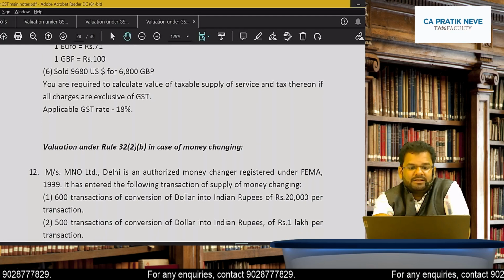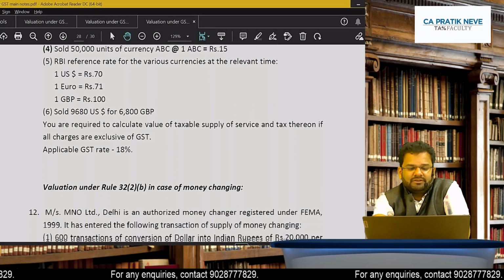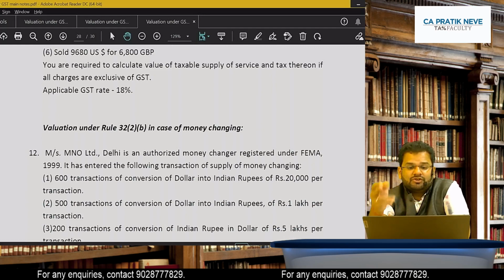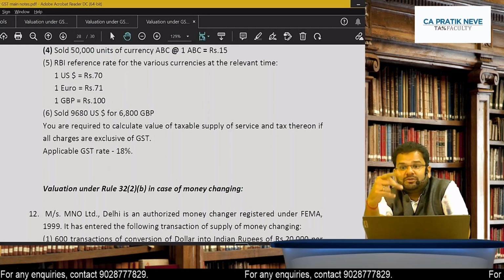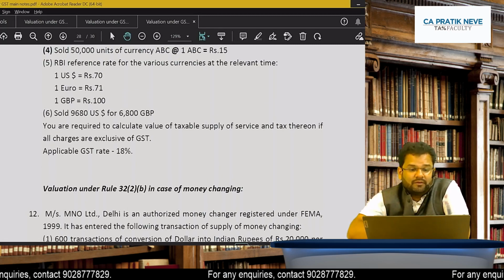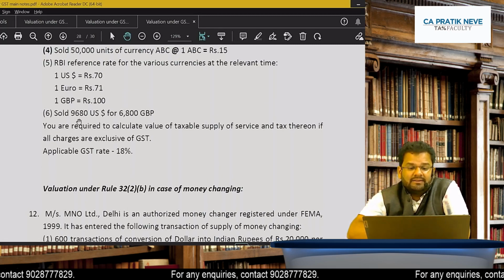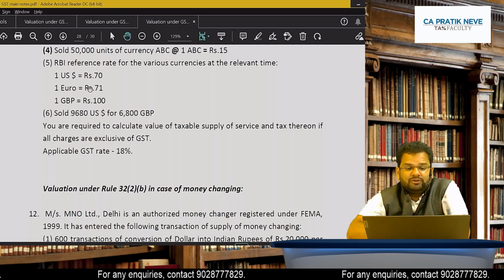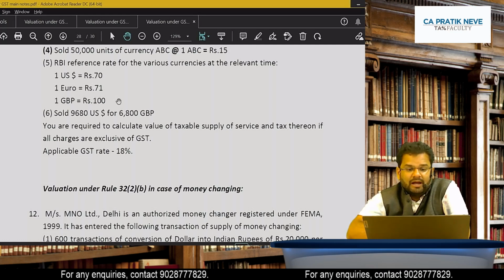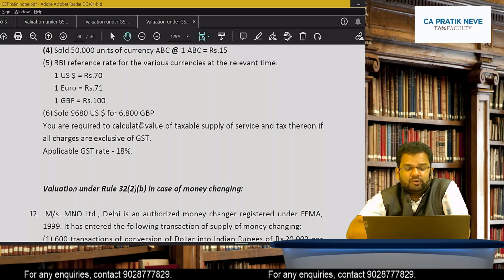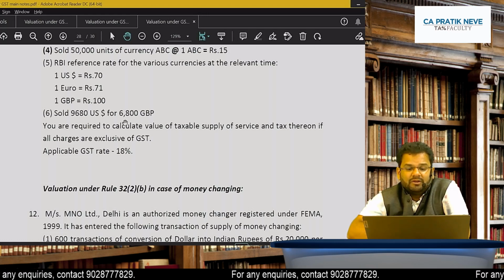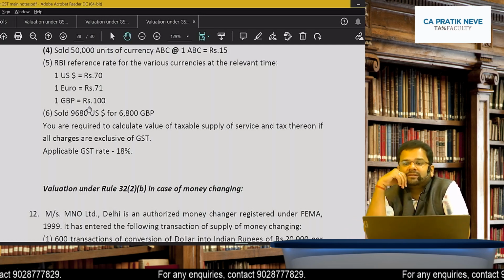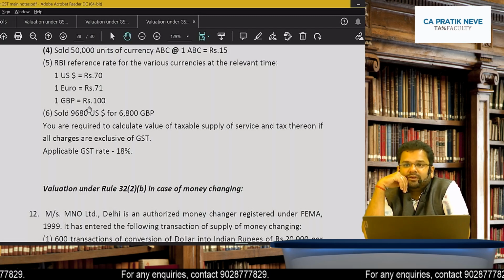Yes. Sixth point; the fifth is nothing, it is all at the RBI reference rate. Sixth is sold 9680 US dollars for 6,800 GBP. Friends, I would request you to convert 9680 dollars into rupees, so 9680 into 70, and convert 6800 GBP into rupees, so 6800 into 100. Tell me what are the rupees in both the cases.